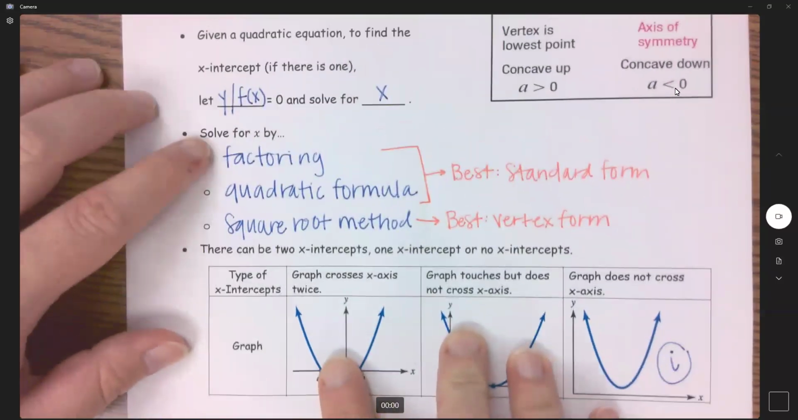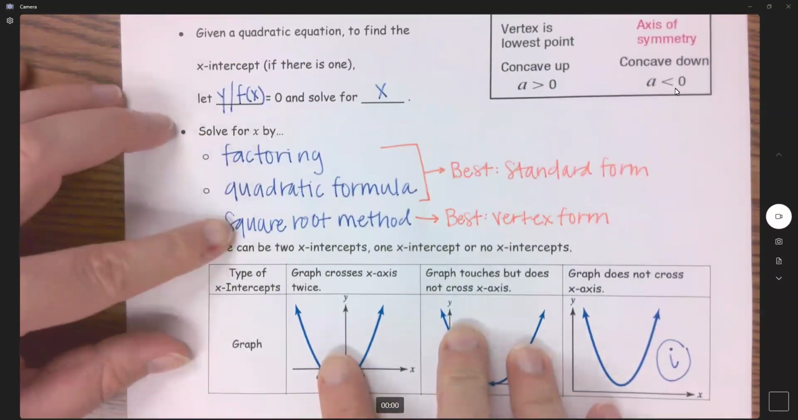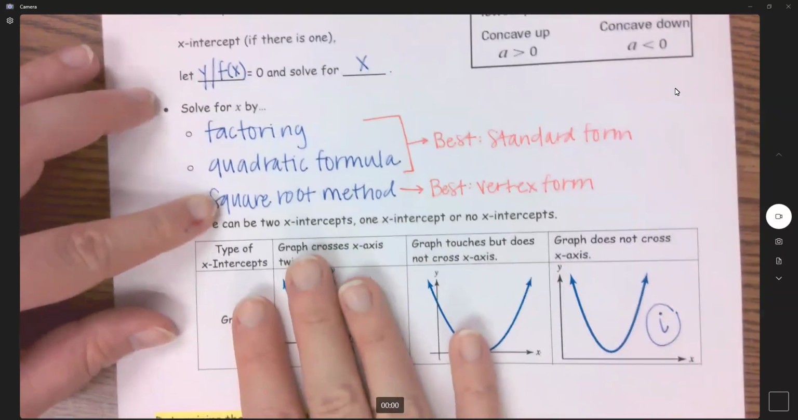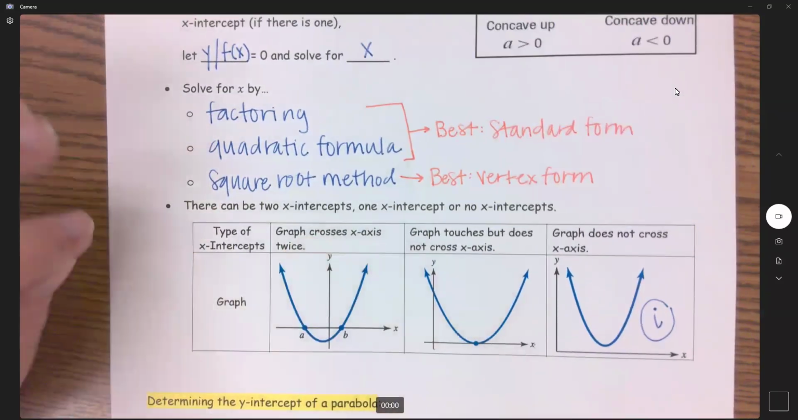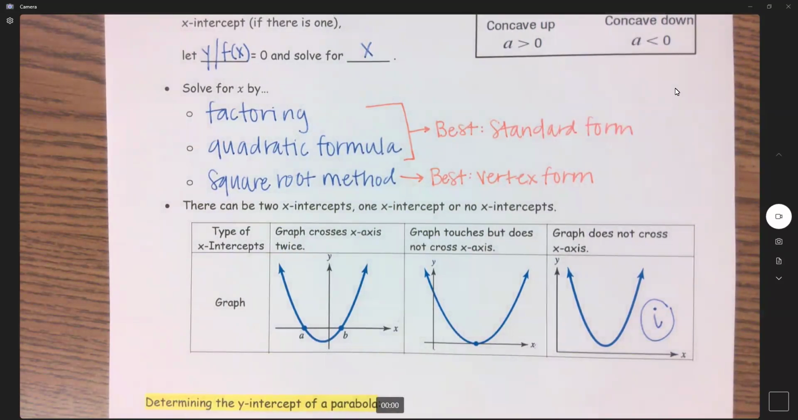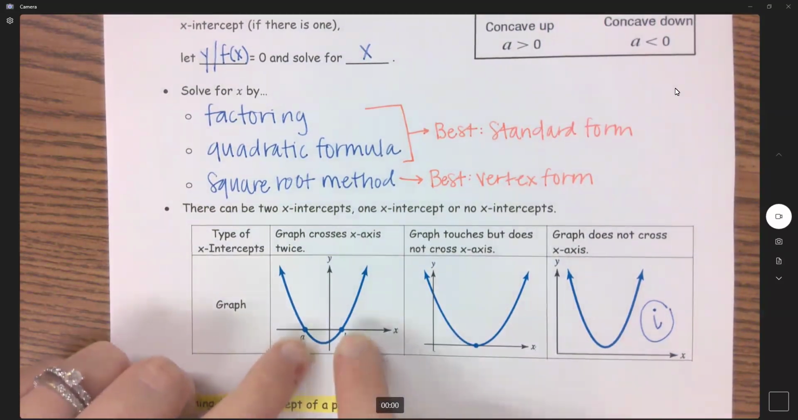So when you are factoring, when you're using the quadratic formula, when you're using the square root method, graphically, we showed this, and we did this in class and in the video 2 lessons ago. We were verifying our answers by checking, is that where it's crossing the x-axis?